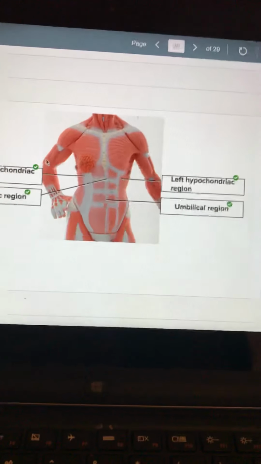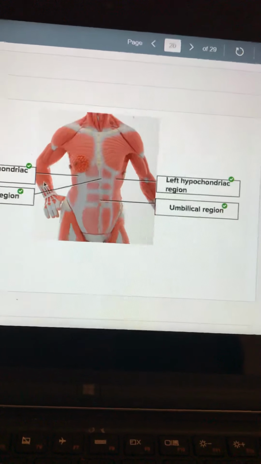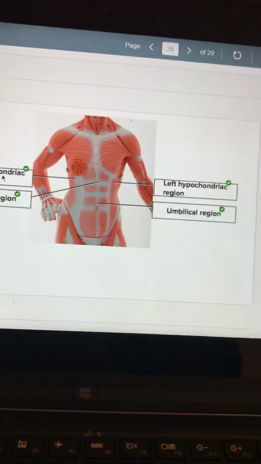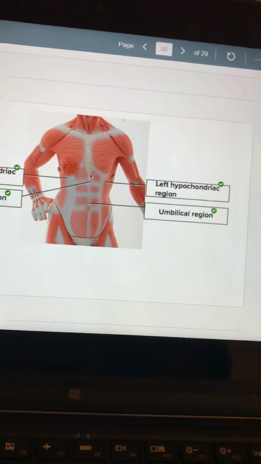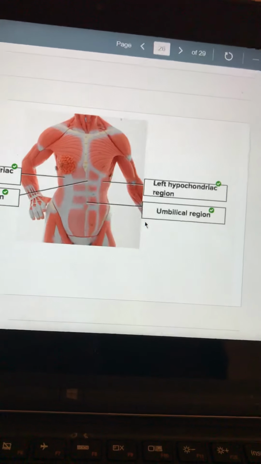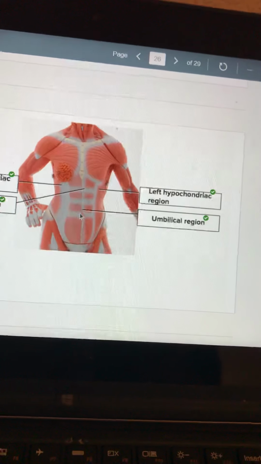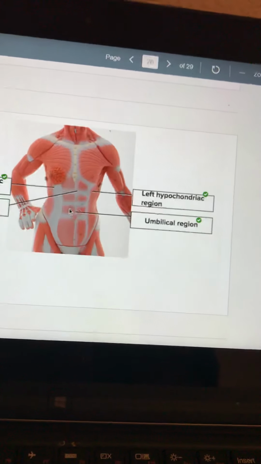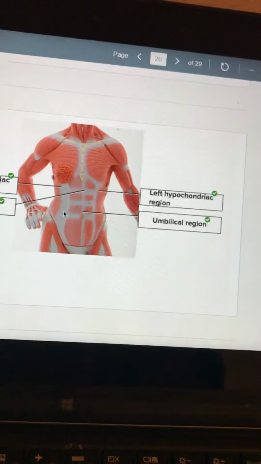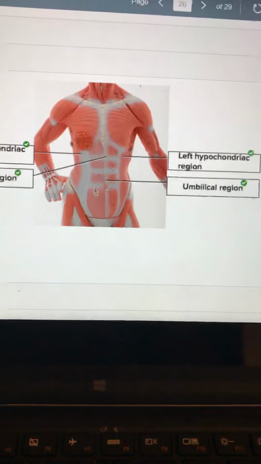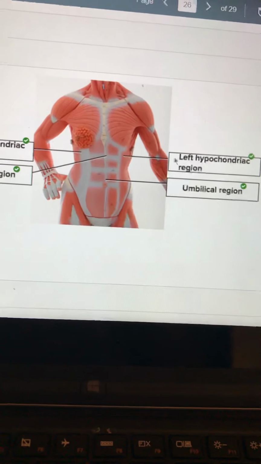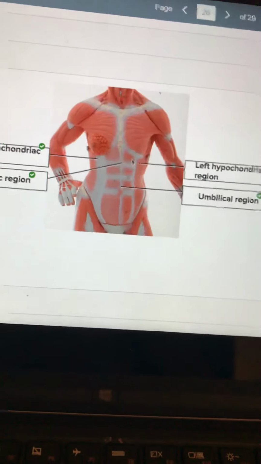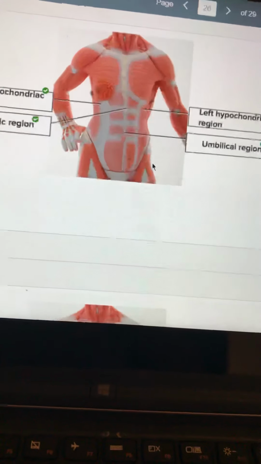Now right here we're more in depth. The right of the patient will be the right hypochondriac region, and right here will be the epigastric region. Right here, very close to the belly button, will be the umbilical region. Just think of when a baby is born, they need to cut the umbilical cord, which is in this region of the belly button, and the left hypochondriac region in this area.